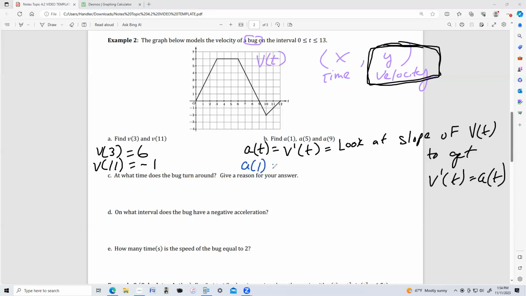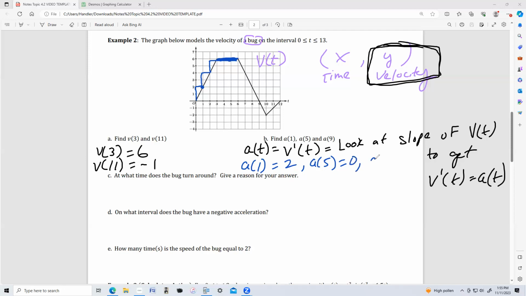So a of 1 would be v prime at 1, which is the slope of v. The slope in here is up 2 over 1, up 2 over 1, which is a slope of 2. So your acceleration is 2 at 1 second. What about a of 5? At 5, your slope is 0. It's flat, which means 0 acceleration. You're not accelerating. The velocity is constant. So a of 5 is 0.